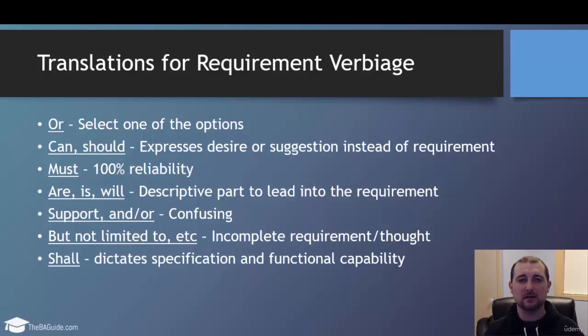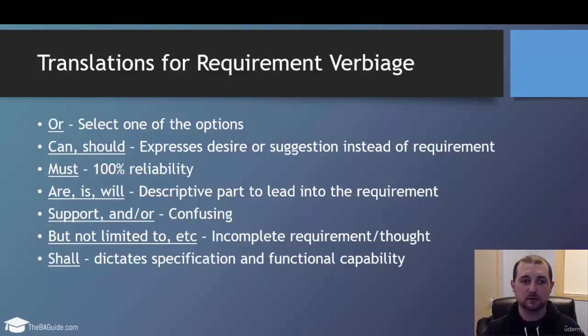Can, should: not good. You're expressing desire instead of a requirement. Must, that's great. You're going to write that. That means it's 100% reliable. The system must respond within 7 seconds. Of course, we'd have to put more detail around what we're doing that has to respond and what a response is, but you get the point. It must respond in 7 seconds.